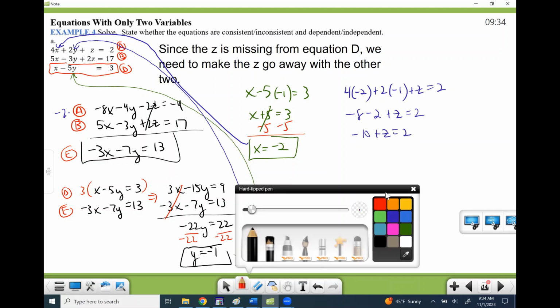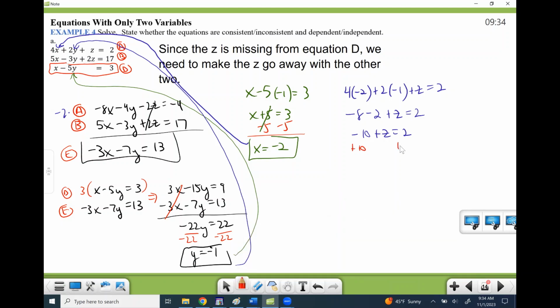Okay, so we'll add 10. And we end up with z equals 12. Okay, cool. That matches with what I had in my notes. So our solution is negative 2, negative 1, and 12.